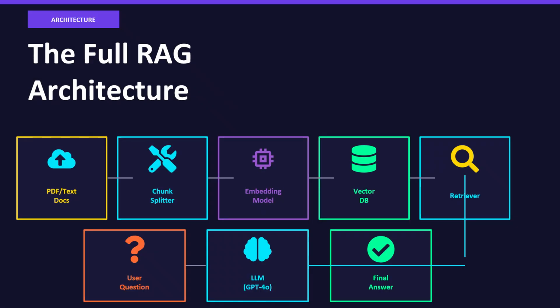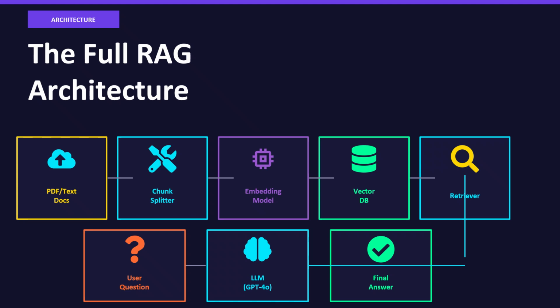Now let's look at the complete picture. Your PDFs and text documents go in on the left. They get chunked by the text splitter. Each chunk goes to the embedding model, that is OpenAI in our case. The resulting vectors get stored in ChromaDB. That's your offline indexing pipeline, one-time setup.